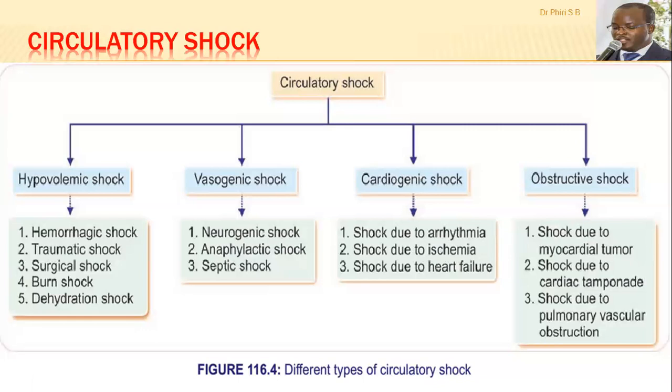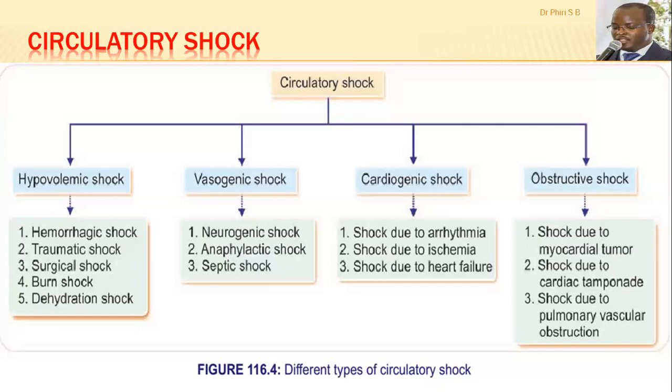Then shock due to heart failure. Sometimes when you have heart failure, the cardiac output will be less because the contractility of the heart muscles is compromised or dysfunctional. So that can also result in shock. Then the last type of shock is called obstructive shock. Here you can have shock due to myocardial tumor. You can have myocardial cancers or tumors that result in a shock affecting the myocardium itself, so even the pumping of this myocardium is compromised.